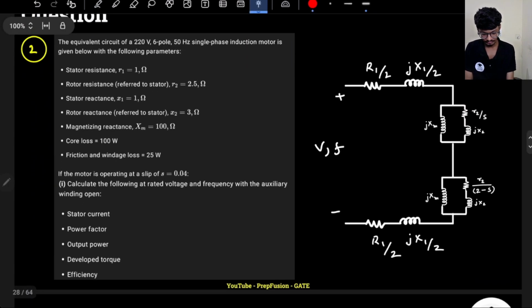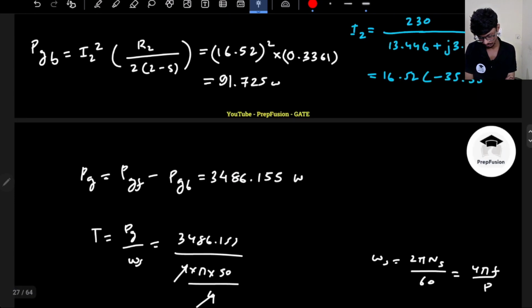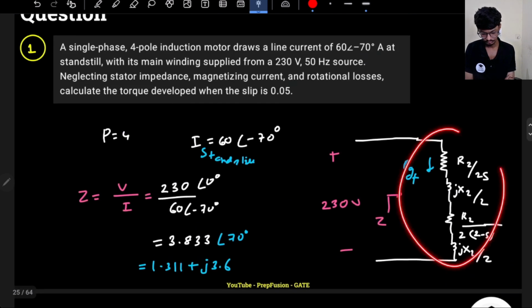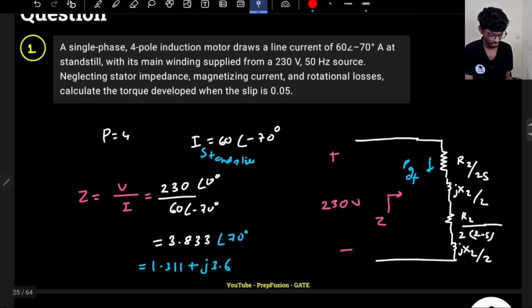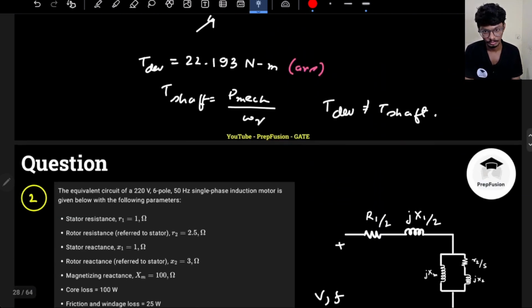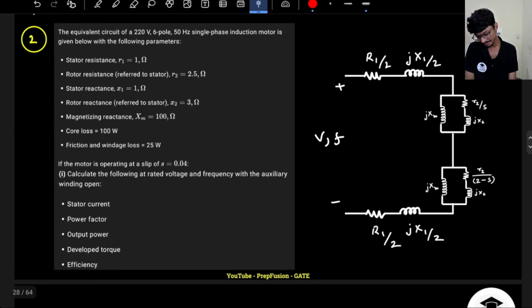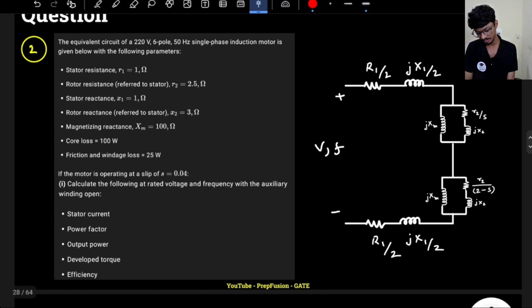Generally they will give you the circuit diagram. If they don't give you the circuit diagram, that means you have to assume this circuit diagram by default. Generally your xm and all those things will be neglected, so you don't have to worry about that. Here again they have provided xm, but we will not calculate with xm. If you are in the GATE examination, you will ignore xm, because the calculation will be very high. You don't have that much time to solve with xm. So the equivalent circuit diagram is given.